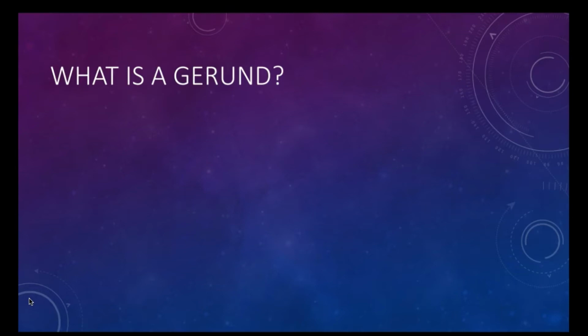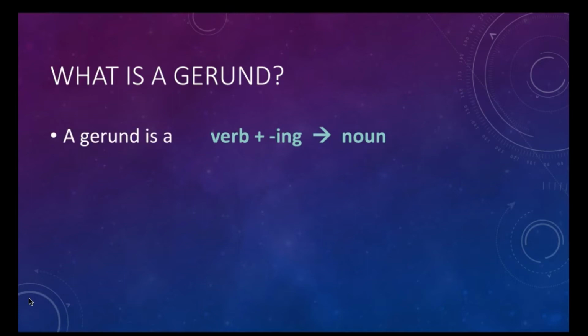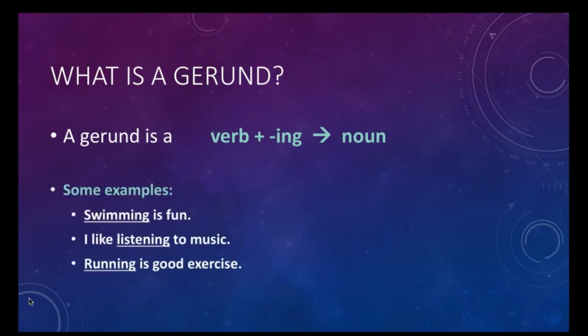What is a gerund? A gerund is a verb plus -ing, and it acts as a noun. Some examples: swimming is fun. Swimming is the verb plus -ing, and in this sentence, swimming is a noun. It's not a verb. So this is the subject, this is the noun, this is the verb, is. Okay? I like listening to music.